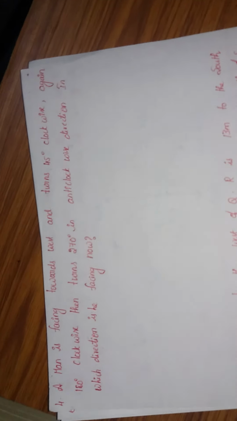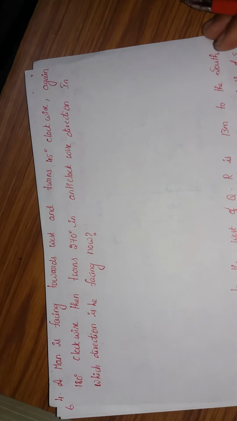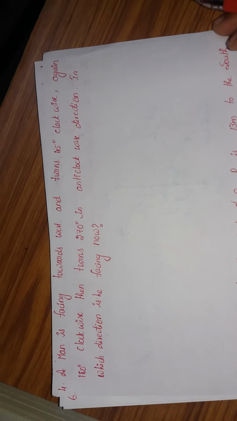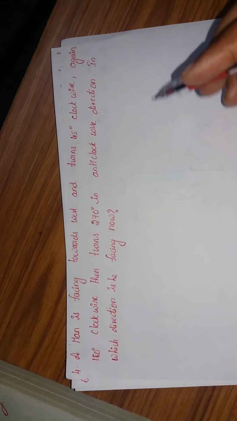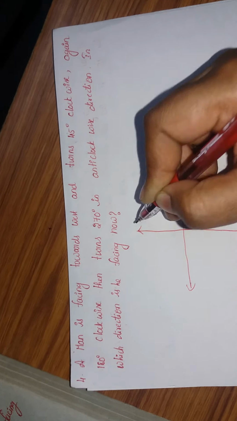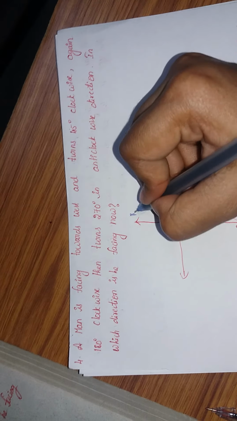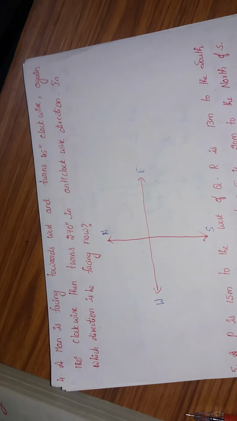A man is facing towards west. He turns 45 degrees clockwise, again 180 degrees clockwise, and then he turns 270 degrees anti-clockwise. In which direction is he facing now? So, what should we do? We have to first draw a directions diagram, and then we can solve this problem easily.